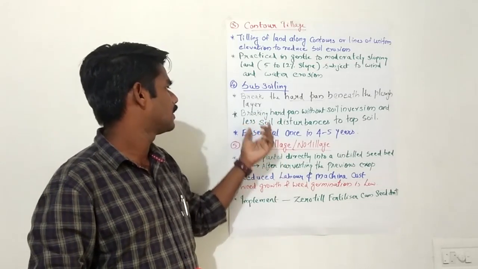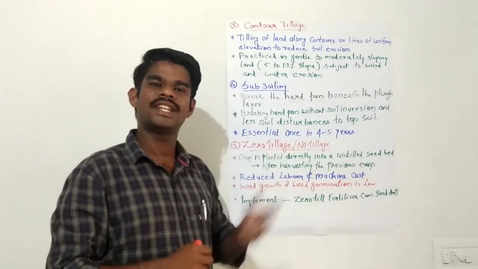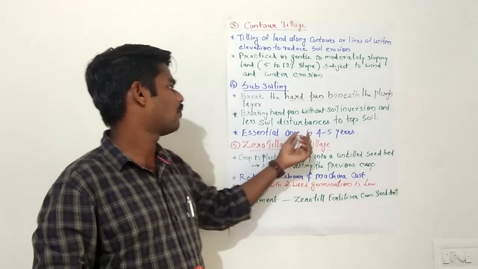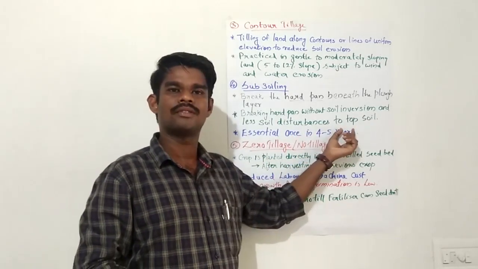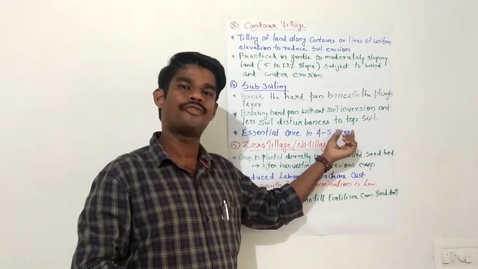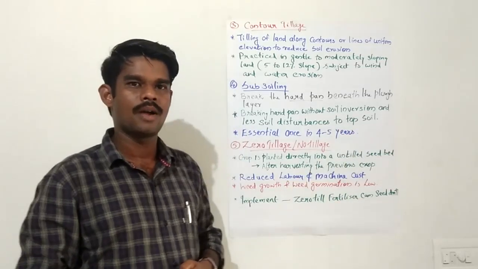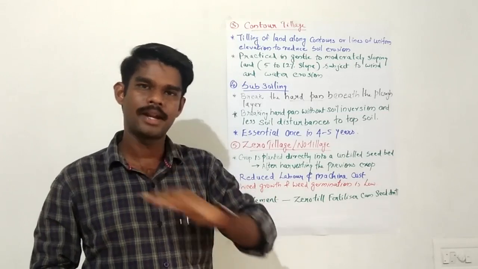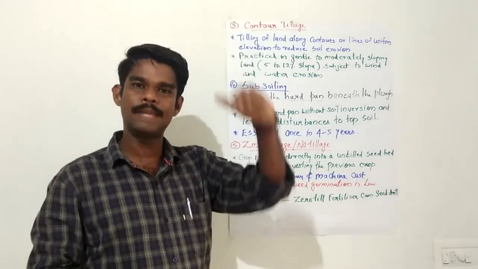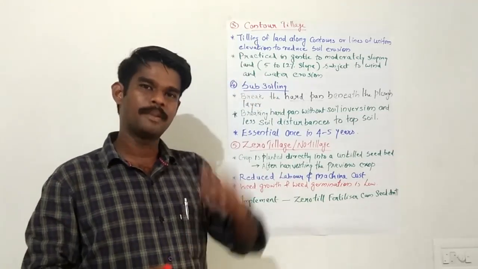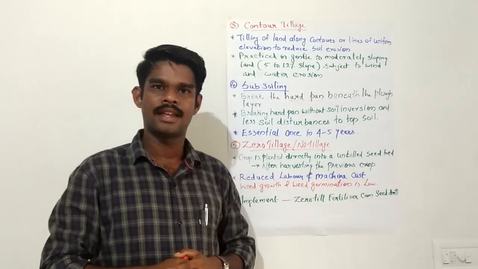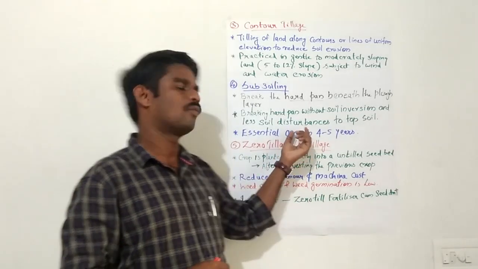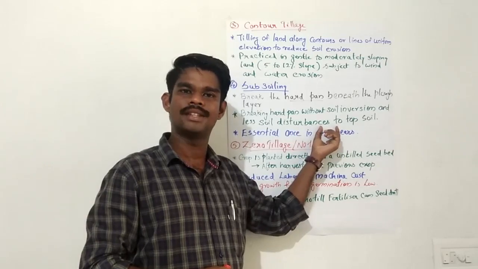Subsoiling is very essential in 4 to 5 years. So subsoiling is nothing but the breaking of the hard pan, or a deep ploughing which will break the hard pan, and it is done once in 4 to 5 years.